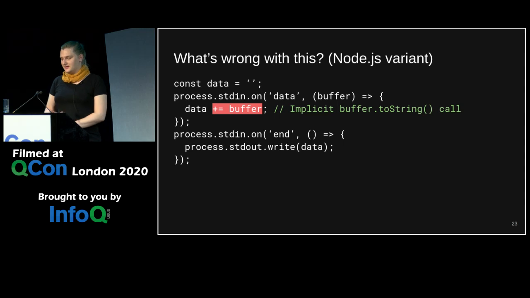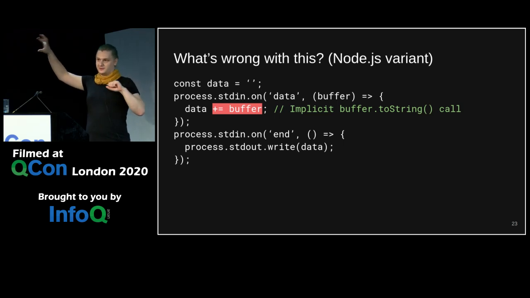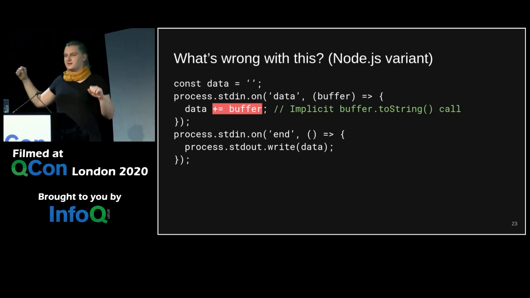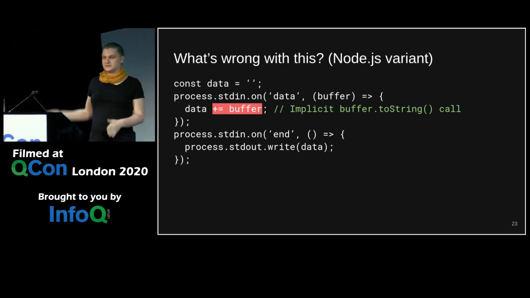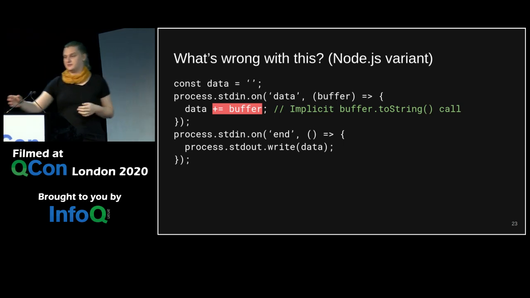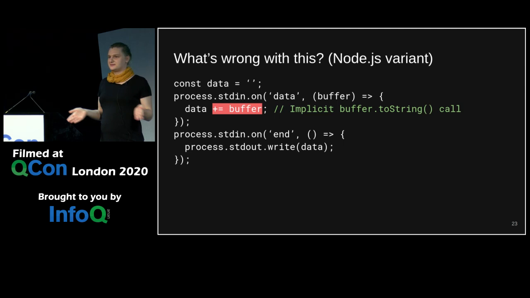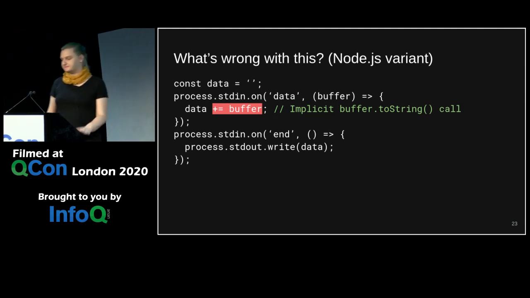The first hint that I can give you is that when you concatenate a string and an object, and the buffer or Uint8Array is an object, then it will call toString on that object. And in this case, it always calls it on the buffer. So we call .toString on each individual buffer here. Okay, so what is the case in which this can go wrong?